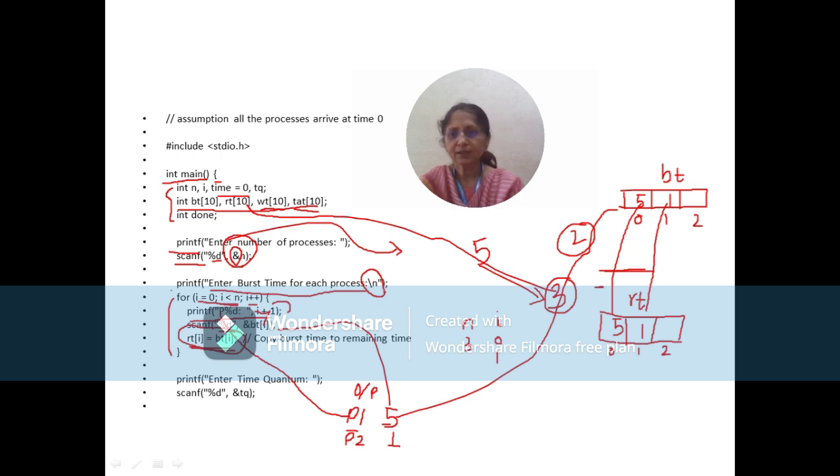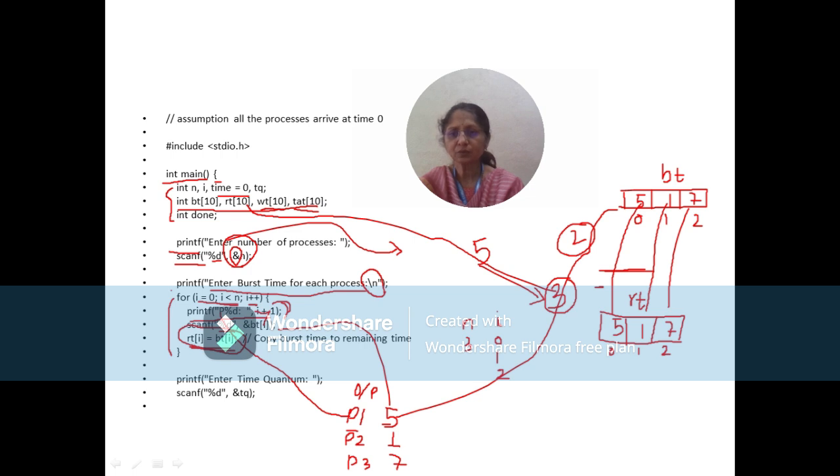Okay. Next, again the control goes back to the for loop. i plus plus, i takes the value 2. Is 2 less than 3? Yes. Once again, the control comes to the body of the loop. The printf statement prints P3 and the program is waiting for the user to enter the burst time. Suppose the user enters the burst time as 7. So 7 will be stored at subscript 2 of BT. So BT of 2 is 7. The same thing is copied here. So here it is 7.